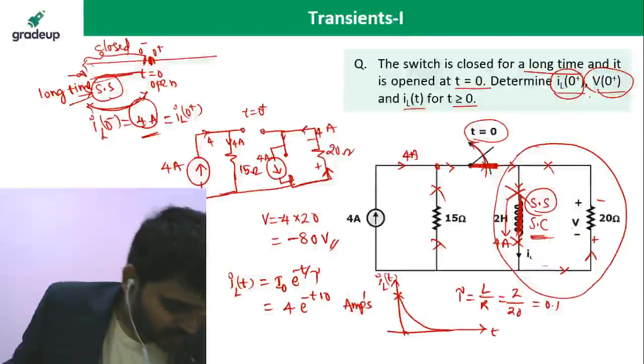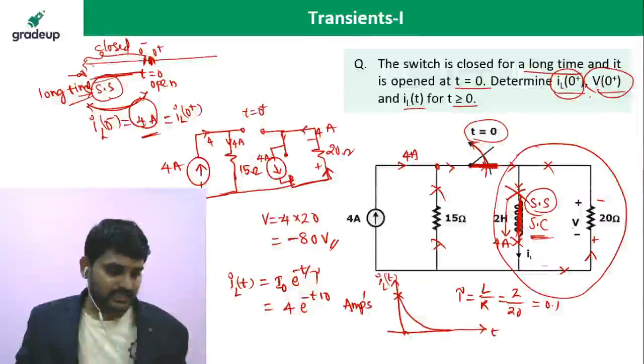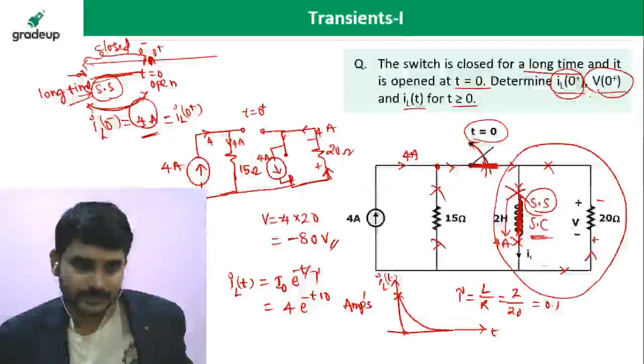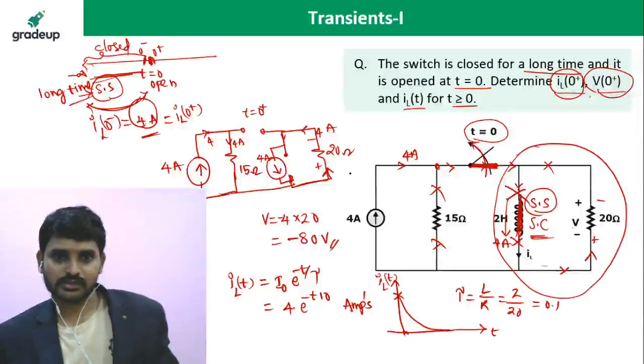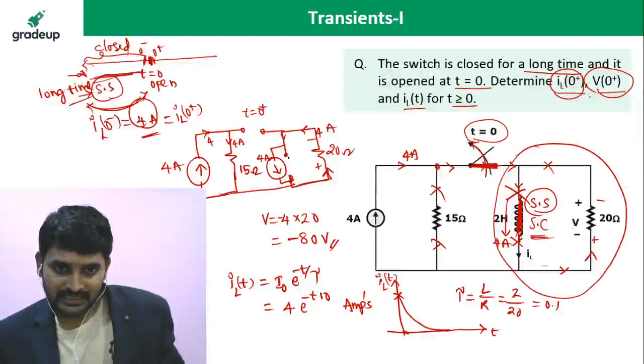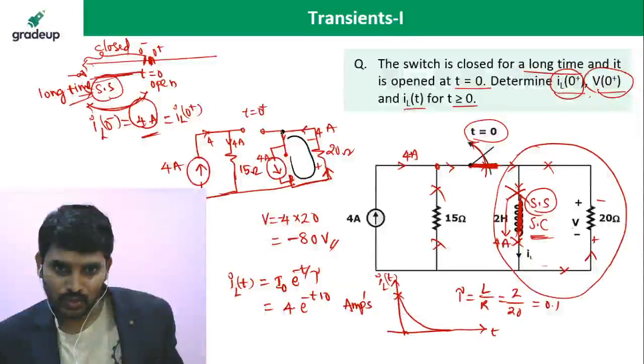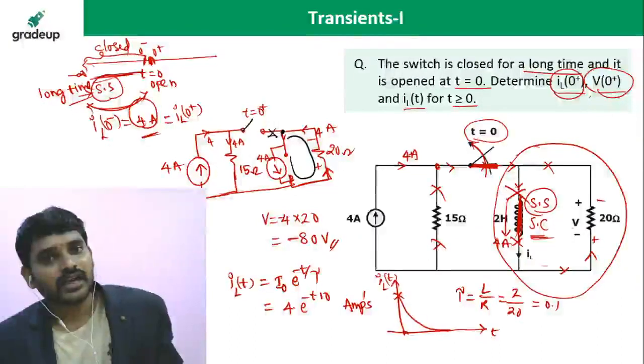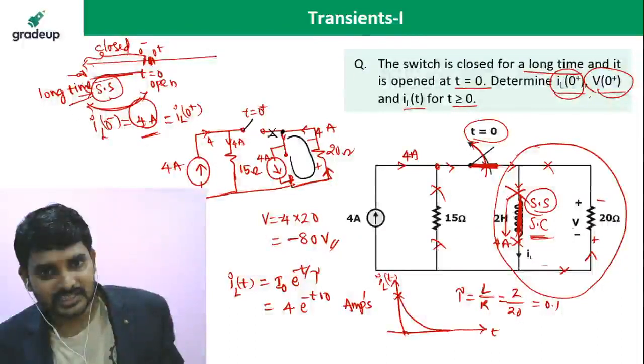And Shreya is asking why we neglect 15 ohms for IL of 0 plus. Why? Because the inductor has a closed path through 20 ohms and current enters at this node. Is there any chance of current flow through this branch? No. Why? Because the switch is open. So current cannot flow. You apply KCL at this point: 4 amperes is entering, 4 amperes is leaving.